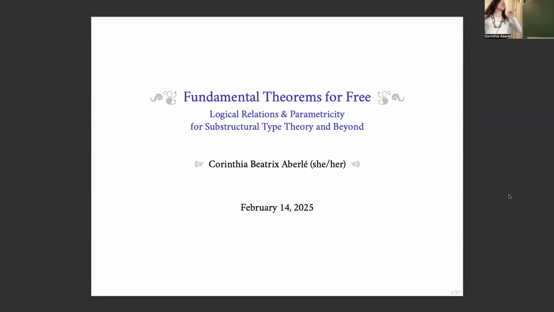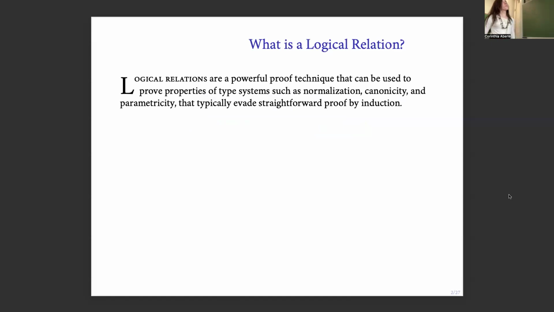But to actually understand what parametricity is, we're going to try to understand something a bit more general that parametricity is an instance of, and that's logical relations. So what is a logical relation? Well, if you go by a sort of textbook account, logical relations are a powerful proof technique that can be used to prove properties of type systems, such as normalization, canonicity, and parametricity, that typically evade straightforward proof by induction.